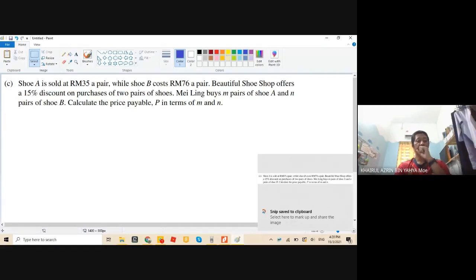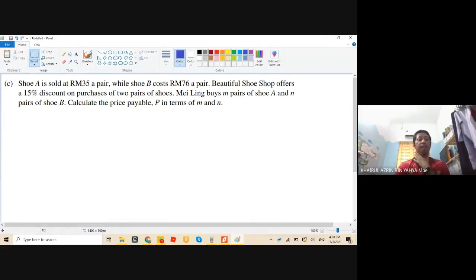Question C. Shoe A is sold at 35 ringgit a pair, while shoe B costs 76 ringgit a pair. Beautiful Shoe Shop offers a 50% discount. Okay, so maybe I can highlight this one. 50% discount.